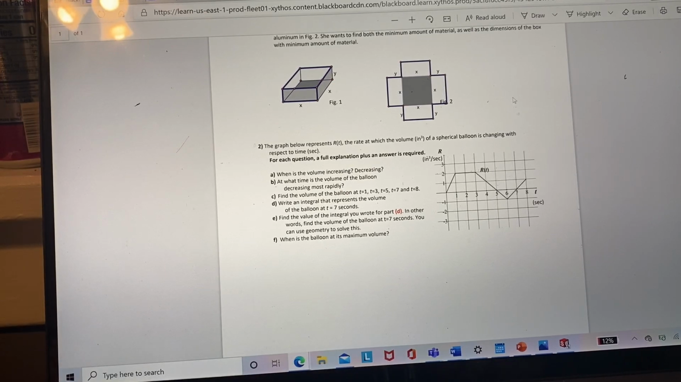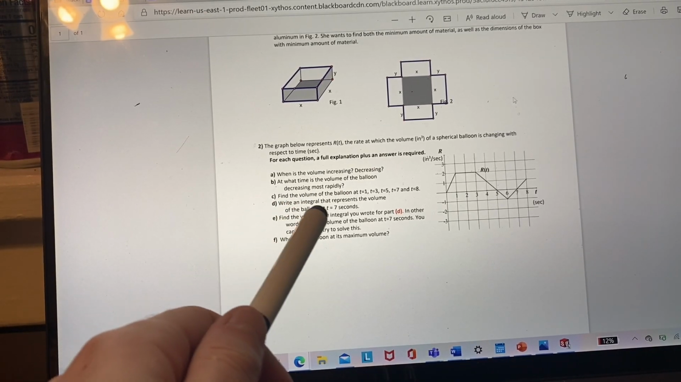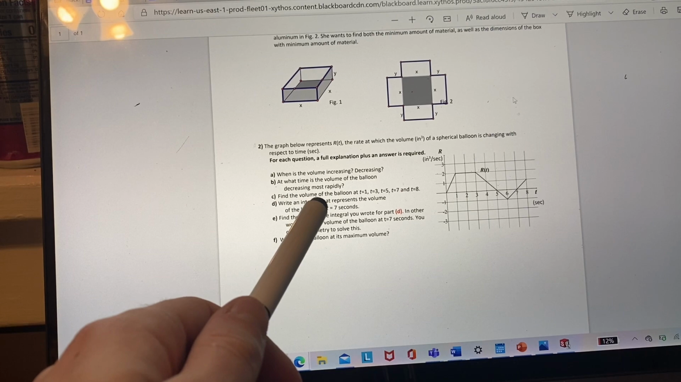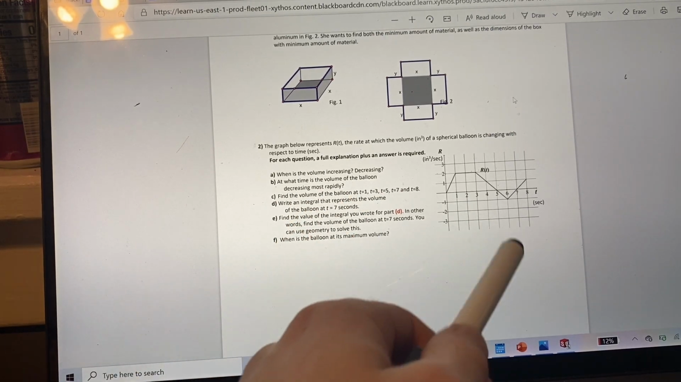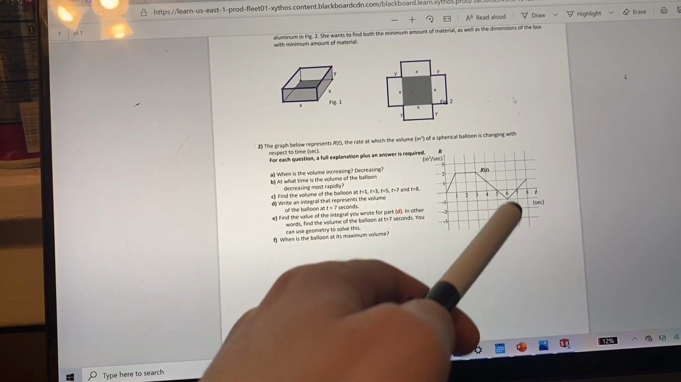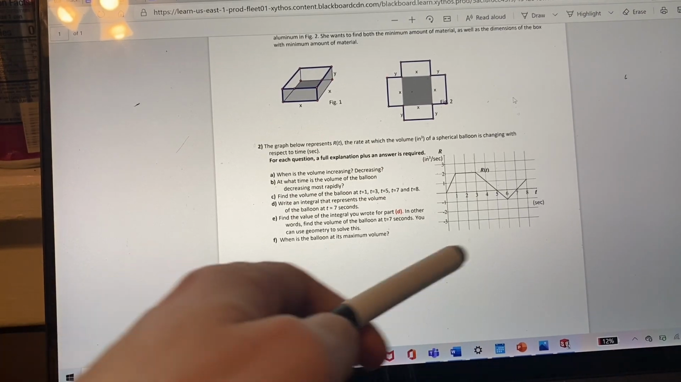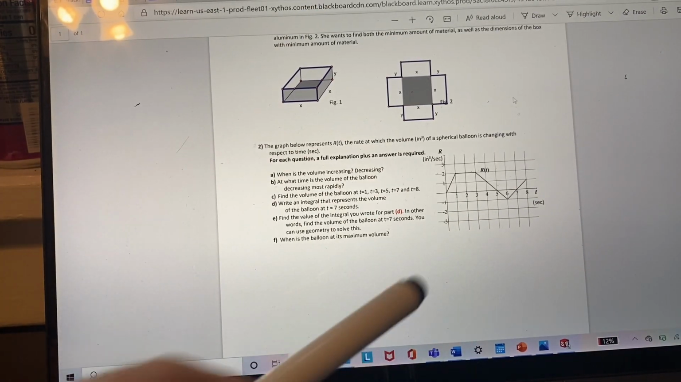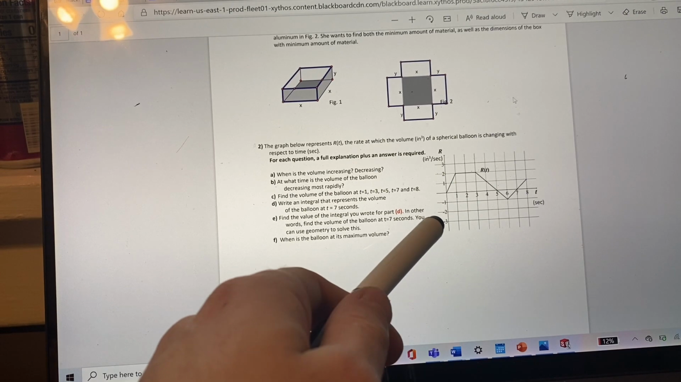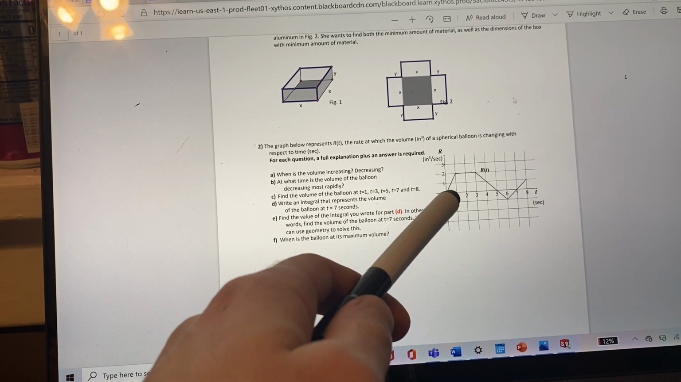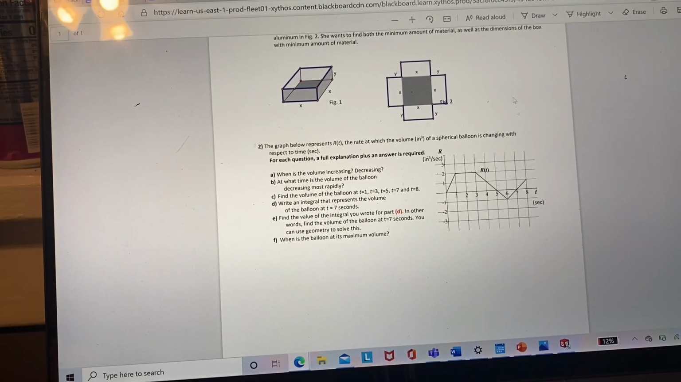For problem B, it's asking at what time is the volume of the balloon decreasing most rapidly? This is at time equals 6 seconds, as this is the most negative point on the graph. Therefore, it is where it is decreasing at the highest rate. It is decreasing at negative 1 inch cubed per second.